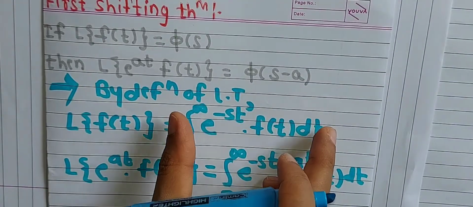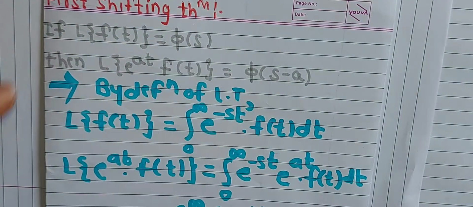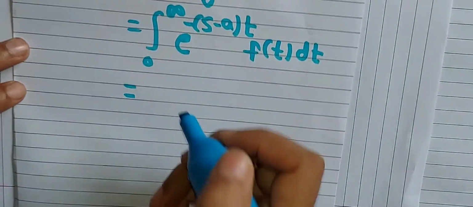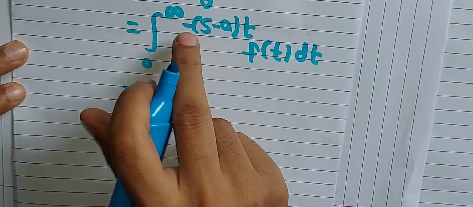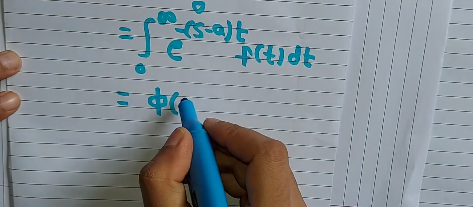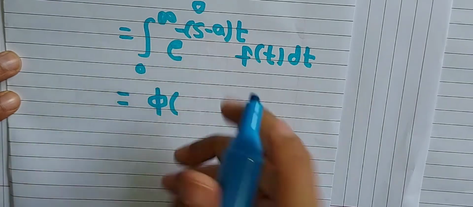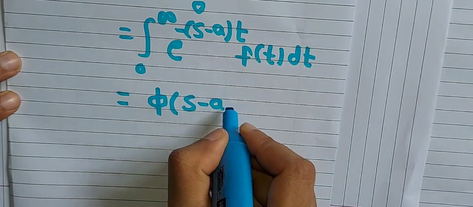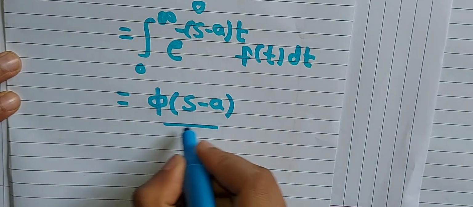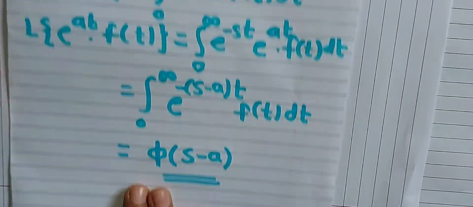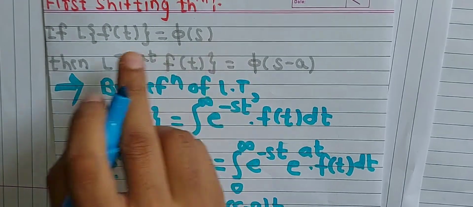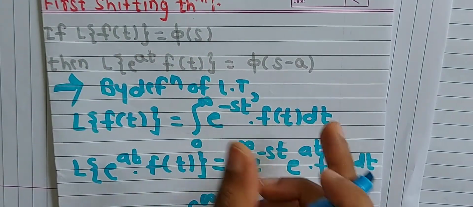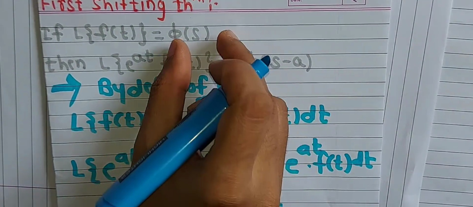So this is the integration we have obtained. Then with the help of this condition and this condition, we can write this integration as phi as it is. Here we have a minus sign, so write it as a plus, and s minus a is the constant term, therefore write it as s minus a. So this is your answer. This is possible because of this condition: we have L of ft equal to phi of s, and L of ft is equal to this term. Now only compare this term and this term.